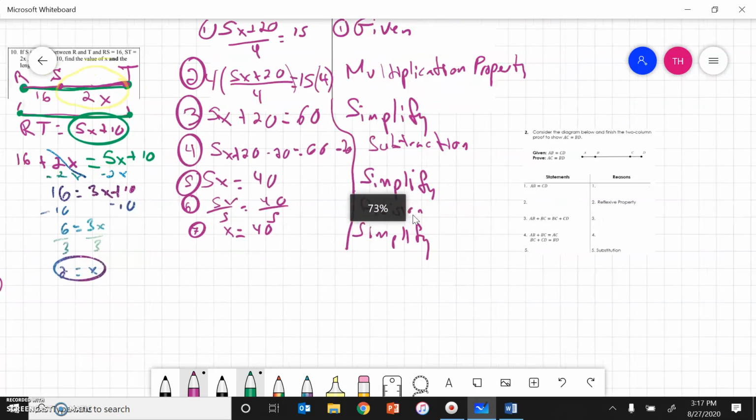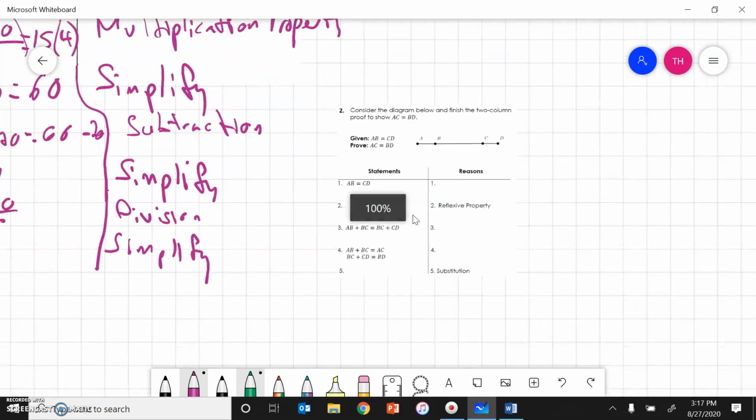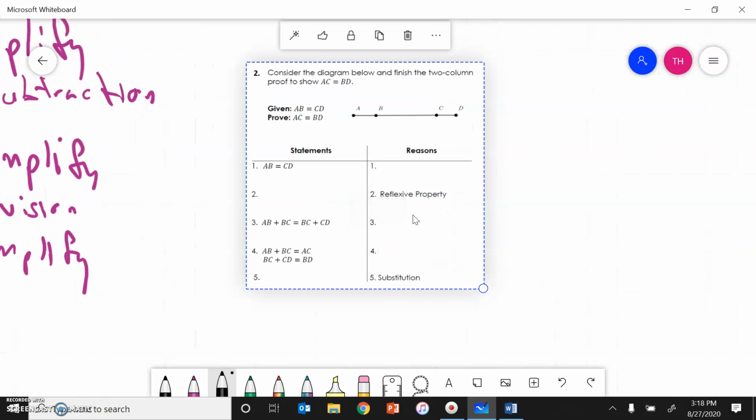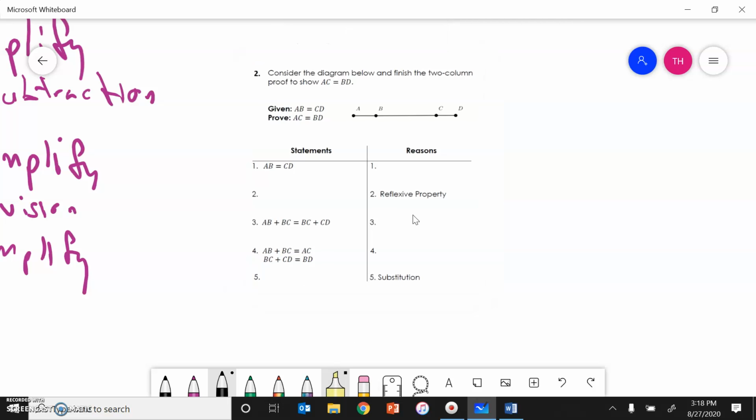And then last but not least, here is our proof, the proof that was part of your homework. I want to be able to do one of the problems so you guys are following along with what we're doing. Okay? It says, given AB equals CD, prove AC equals BD. So step 1, it's right there, says given. So step 1 is a given.